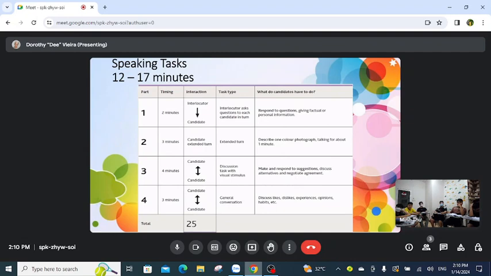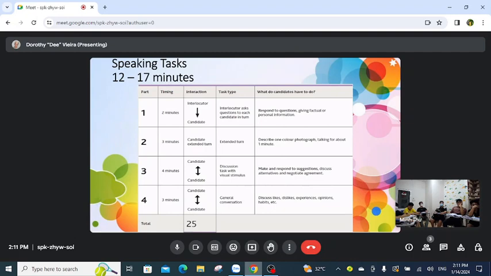Then after you've completed part 2, you have a part 3, and this is the part where you get the picture with 5 small pictures on, and you need to talk with another candidate, okay? So a discussion task with visual stimulus. A visual stimulus is a picture, something to look at, okay? So you're going to speak with another candidate using the picture. And what do you have to do? You have to make suggestions, and respond to your partner's suggestions.